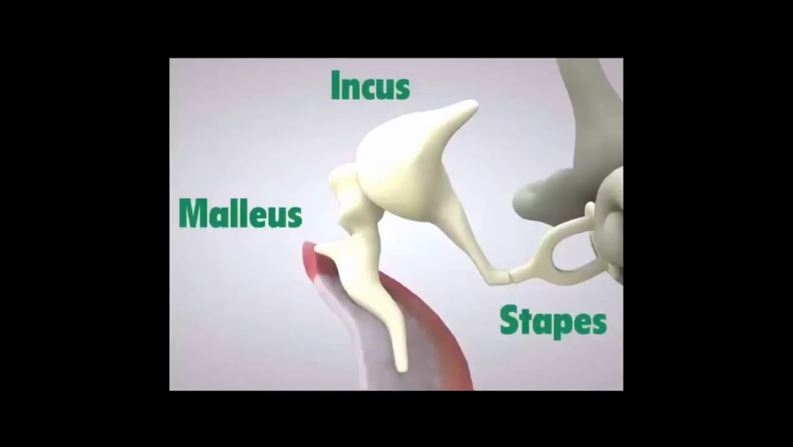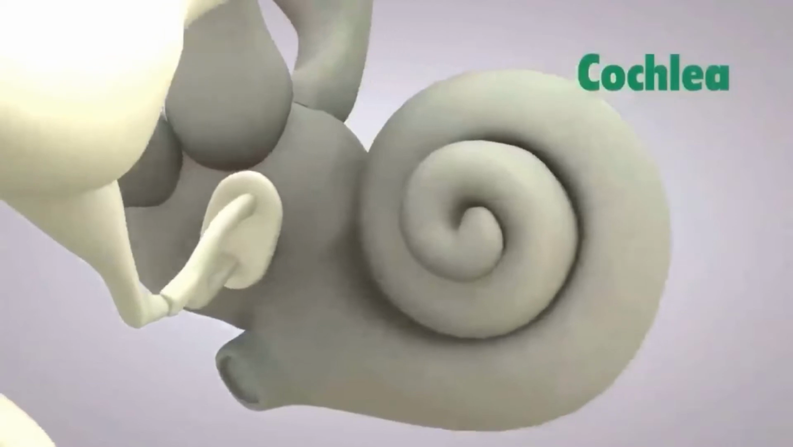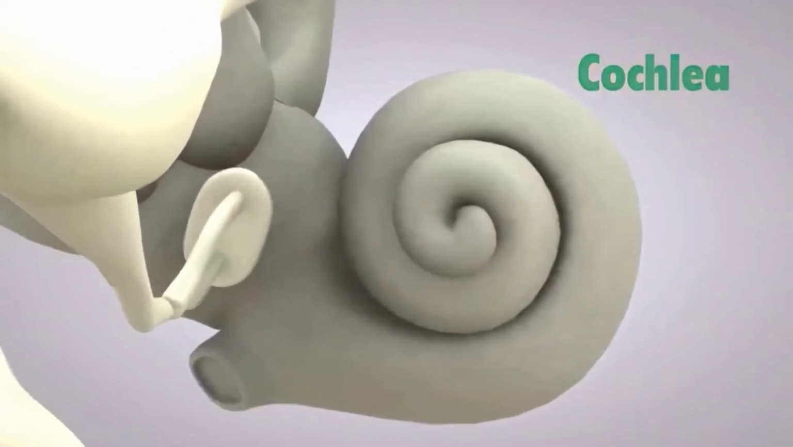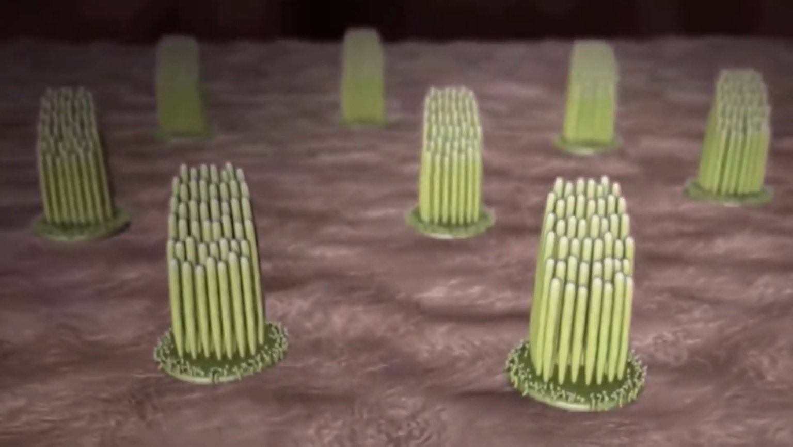The ossicles, which together are called the ossicular chain, are the malleus, incus, and stapes. These bones amplify or increase the sound vibrations and send them to the cochlea. The cochlea is shaped like a snail. It is filled with fluid and contains thousands of feathery hair cells tuned to vibrate to different sound frequencies.